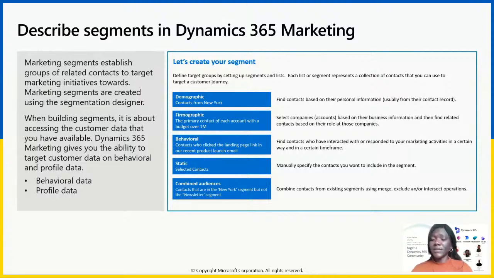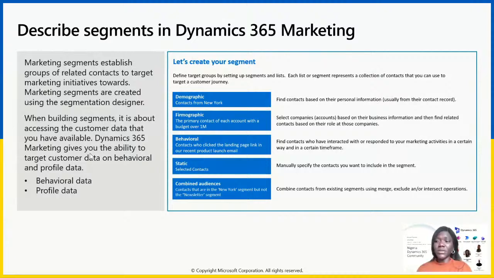The other thing is what we call firmography, right? And firmography is more about the companies. So you can create a particular segment based on a primary contact in the company. So for example, you want to target companies that have a budget of over $1 million, and then you can create a segment based on this. Then you can create segments based on behaviors. So you want all your customers that have clicked a particular link on your marketing page to automatically get into a group, then that is also possible.